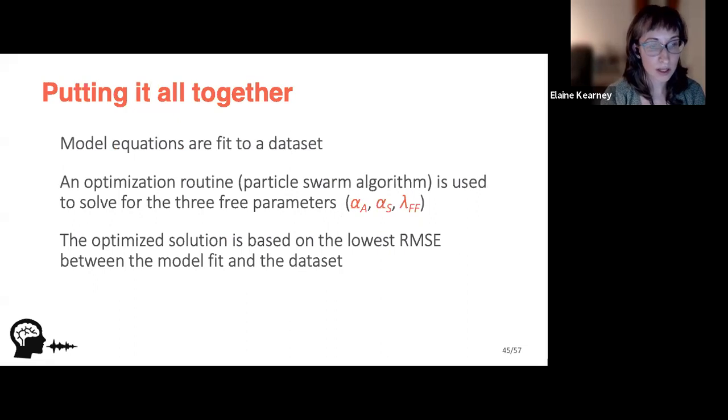So these model equations are then fit to a data set. We use an optimization routine to solve for the three free parameters. And the final optimized solution that is selected is based on the lowest root mean square error between the model fit and the data set.